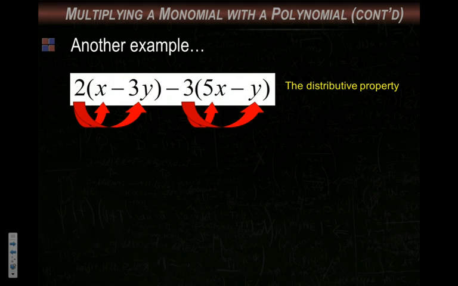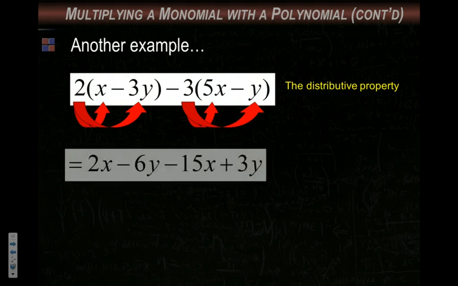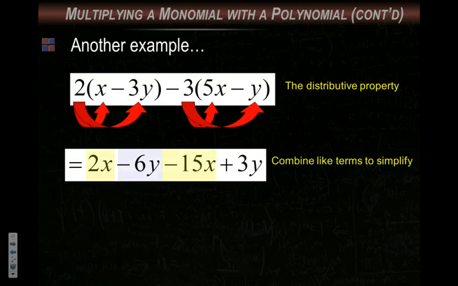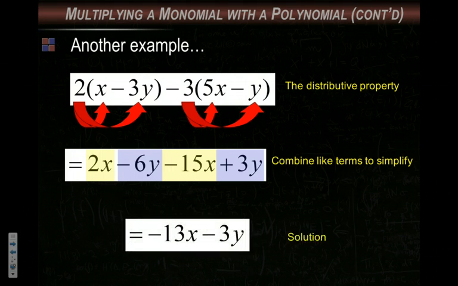Positive 3y. Negative times a negative equals a positive. You guys are getting this. Now from here, we can still combine like terms. There are some things in there that we can combine together to make that simpler.